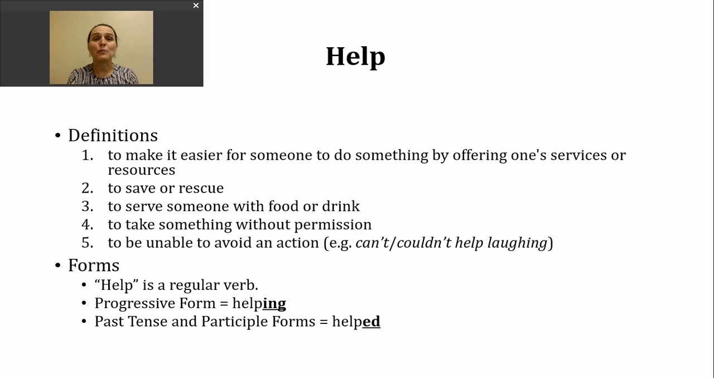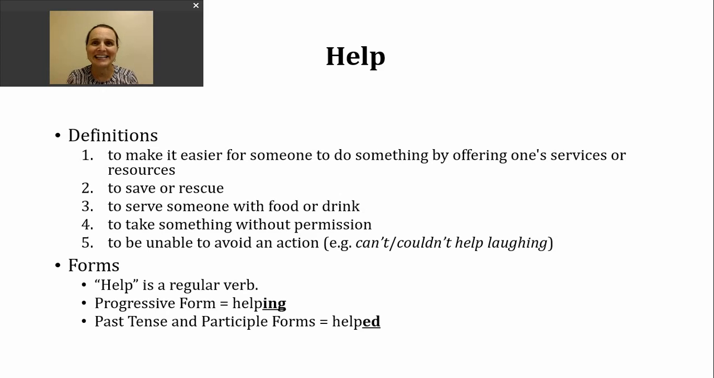The first way we use the verb help is to mean to make it easier for someone to do something by offering one's services or resources. If you live with your family or with friends, this is probably a verb that you actually do on a regular basis, right? Perhaps helping someone to carry something or helping someone else clean up, right?